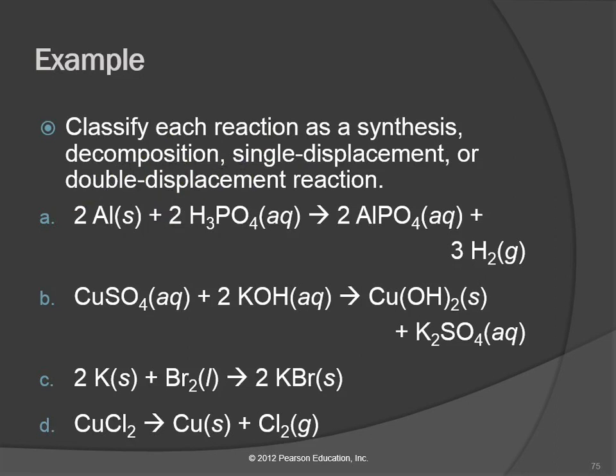Pick one for each. So this first one, what's going on there? Single displacement. Aluminum is coming by himself, and here's hydrogen with phosphate. Now aluminum is leaving with phosphate, and hydrogen went home alone. Single displacement. So SD for single displacement. How about B? Copper sulfate plus potassium hydroxide. That's double displacement. The copper and the potassium are swapping partners. How about C?